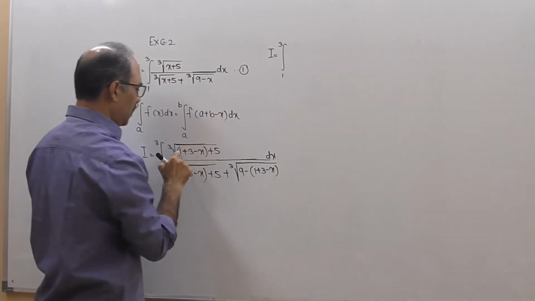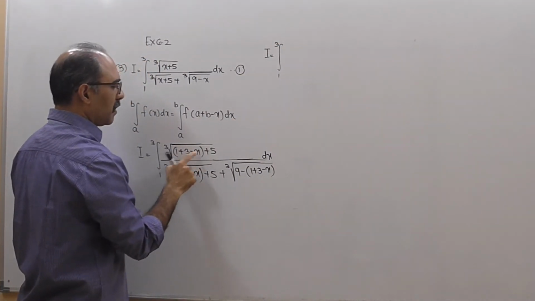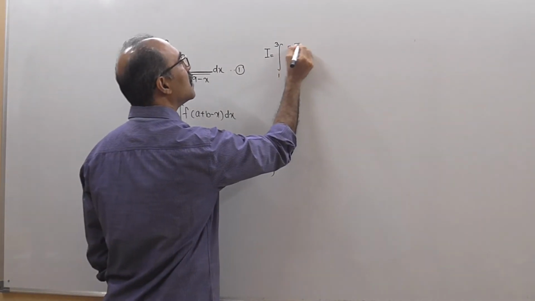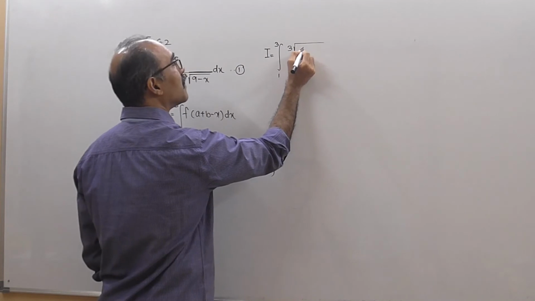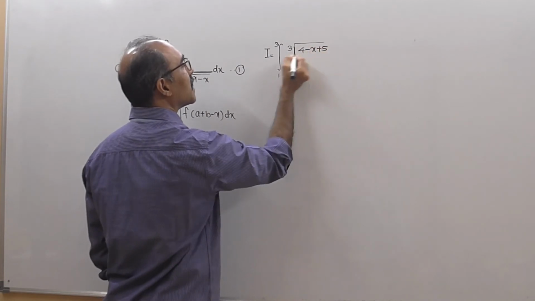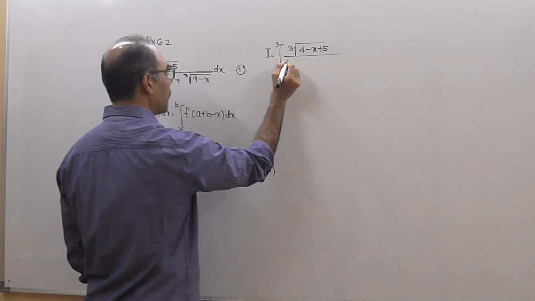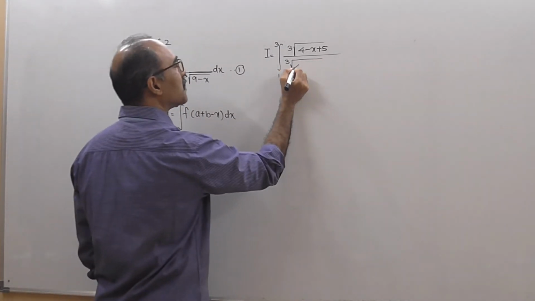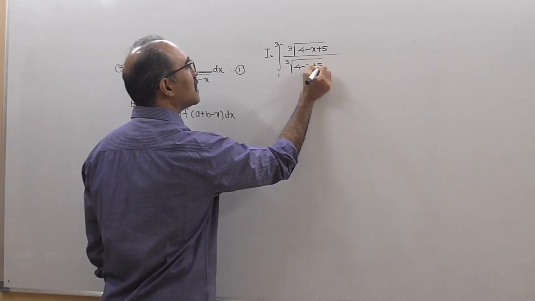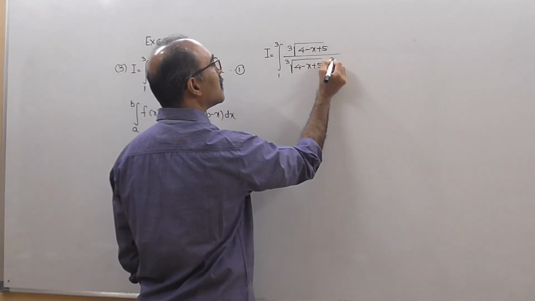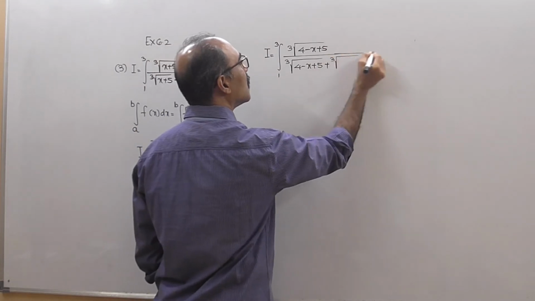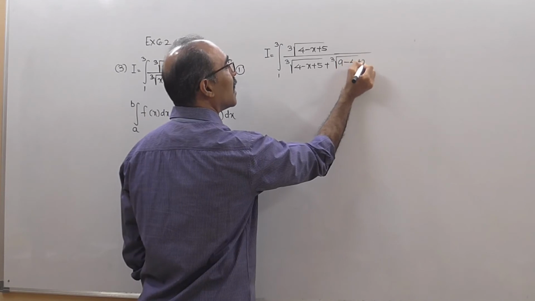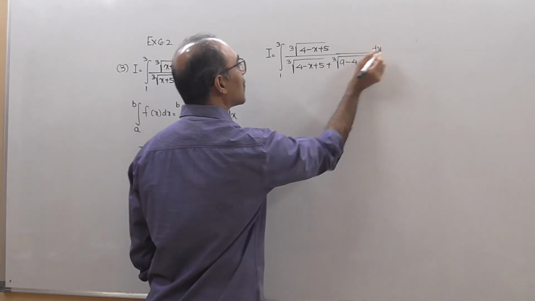I equal to integration 1 to 3. 1 plus 3 is 4. 4 plus 5 is 9. I think this becomes cube. Okay, I'll write it one by one. 4 minus x plus 5, it will become 9. So this is cube root of 1 plus 3 is 4 minus x plus 5 plus cube root of 9. 1 plus 3 is 4 and minus of minus x will become plus x.